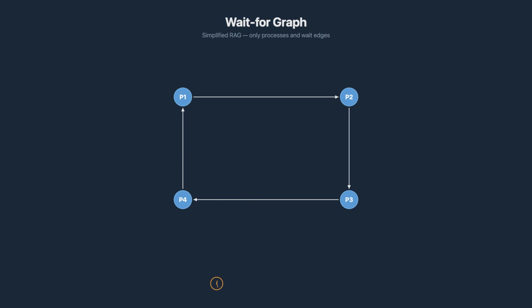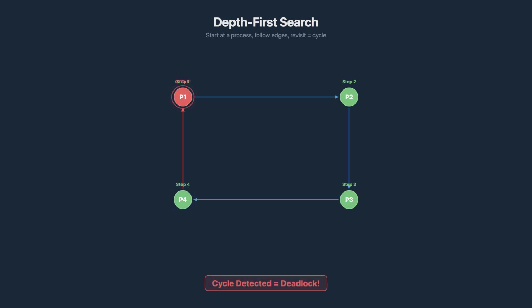The operating system periodically builds this graph and runs a cycle detection algorithm. Essentially, it performs a depth-first search. Start at a process, follow the wait edges, and if you ever reach a process you've already visited, you've found a cycle. A cycle means deadlock.